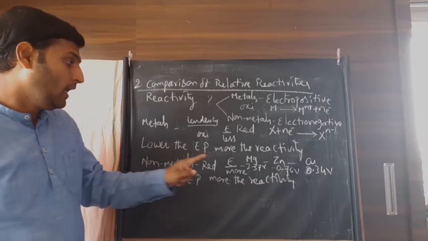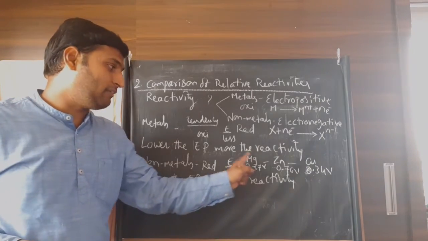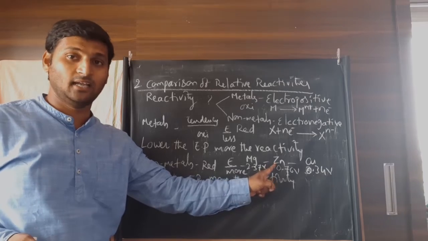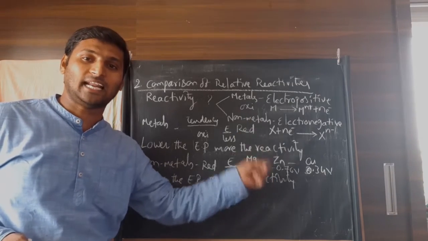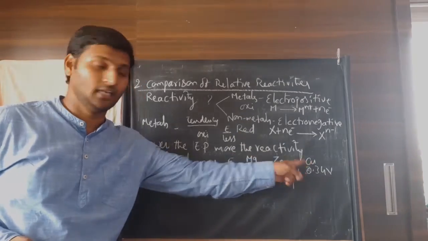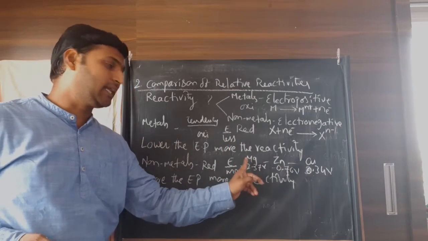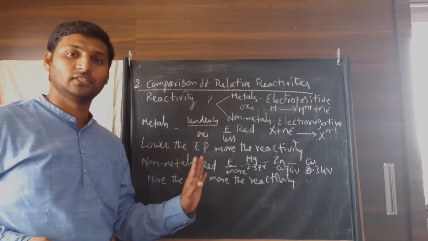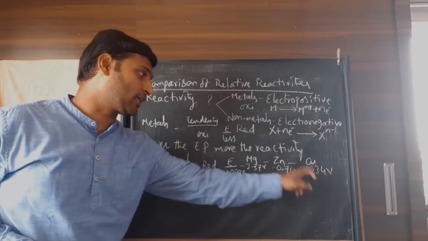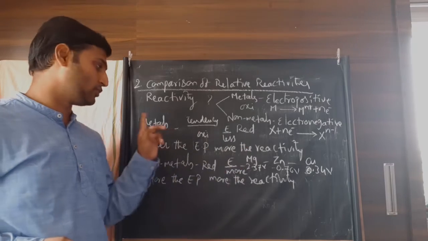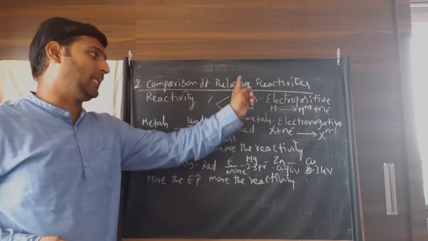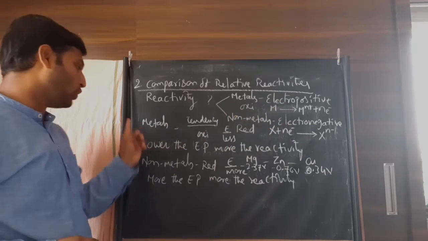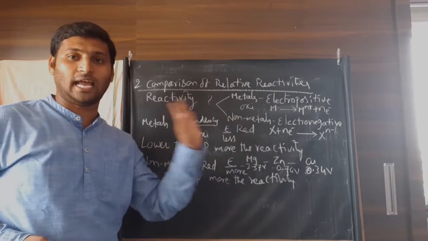So you know very well, among these 3 elements the most reactive is magnesium. Next is zinc, and least reactive, even lesser reactive than hydrogen, is copper. So you can clearly notice magnesium having lowest electrode potential is most reactive. Copper having highest electrode potential is least reactive. So for metals, reactivity is referred to electropositive character or tendency for oxidation. So lower the electrode potential, more the reactivity.